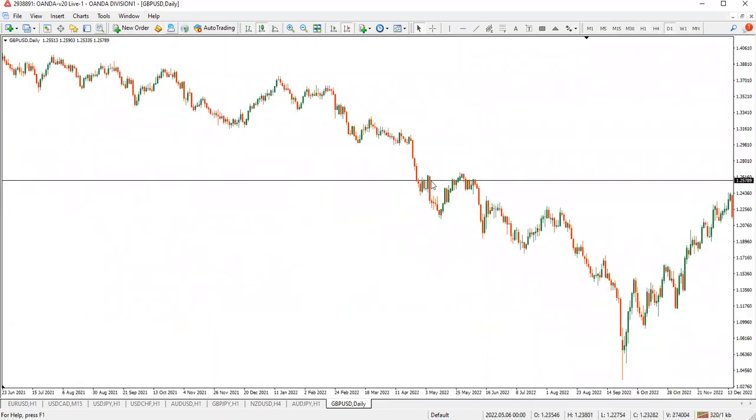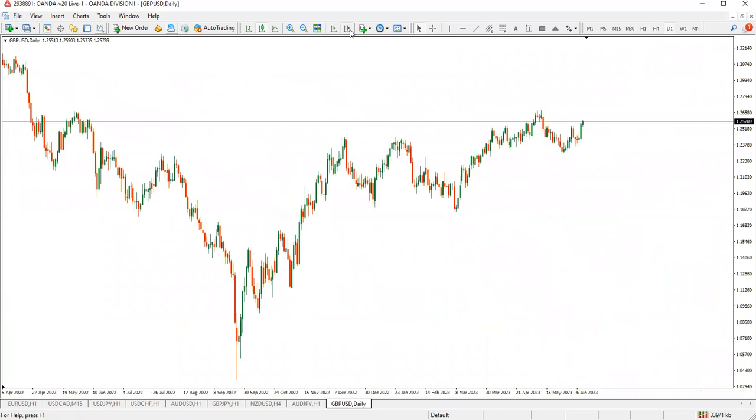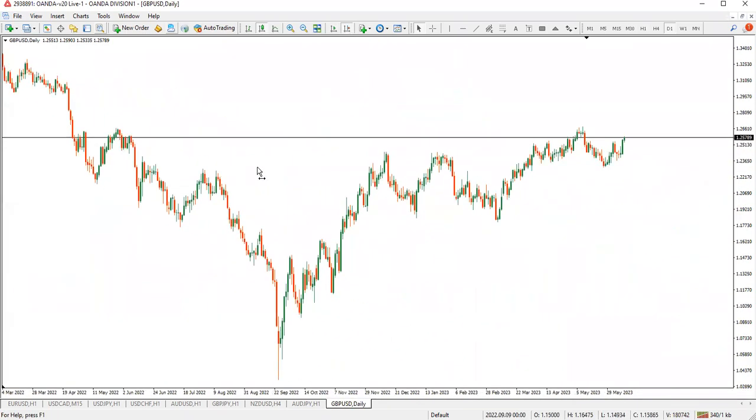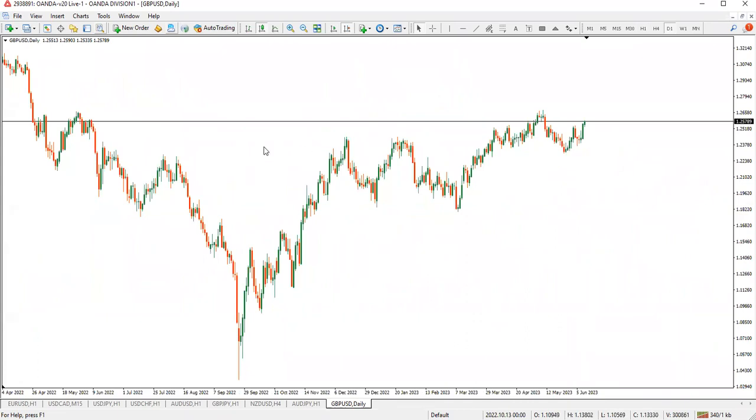So GU, always you begin from the daily chart. So the daily chart, how does it look? This also has been a bullish trend on the daily chart. Lots of bullish activities in this case. Lots of bullish activities.